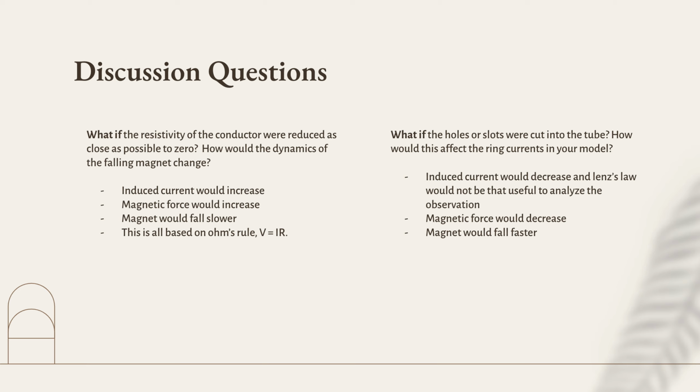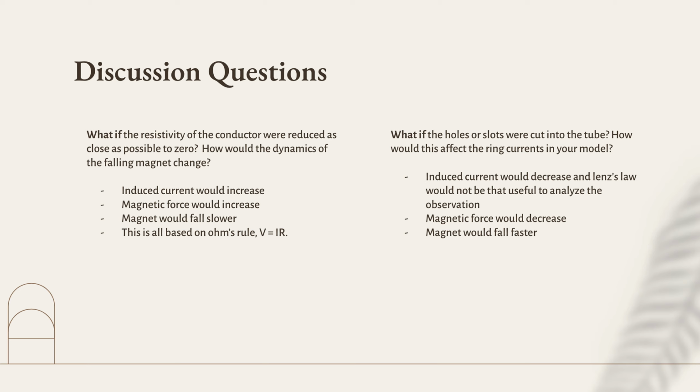The first what-if question asked us what would happen if the resistivity of the conductor were reduced as close to possible to 0 and the change of dynamics of the falling magnet. In this case, the induced current would increase, leading the magnetic force to increase as well. Thus, the magnet would fall slower. This is all based on Ohm's law.